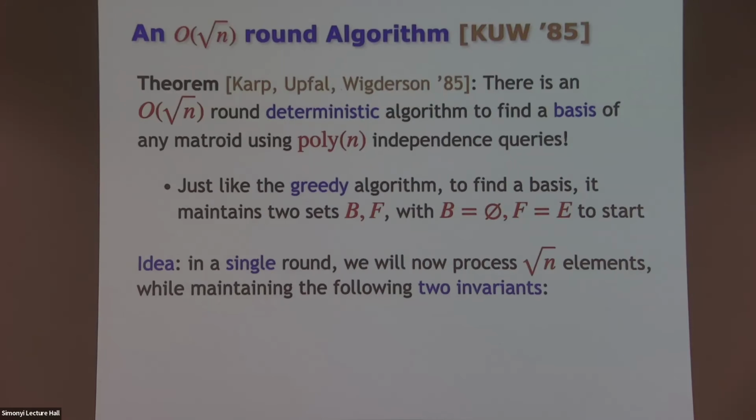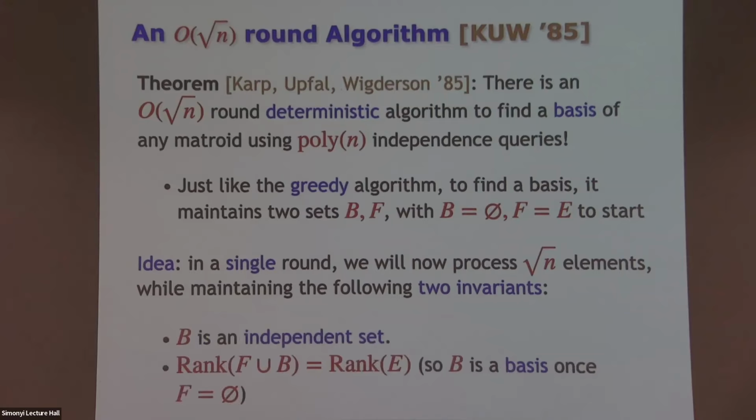But the idea now is that instead of just trying to process one single element in each round, the goal is going to be to process square root n elements all together in each single round of queries. But in order to do this, we also have to be careful about what structures we maintain in the matroid during the execution of this algorithm. So the first, just as before, we're always going to maintain the invariant that B is an independent set, that our candidate basis B is independent. And we're also going to ensure that rank of F union B equals rank of E.